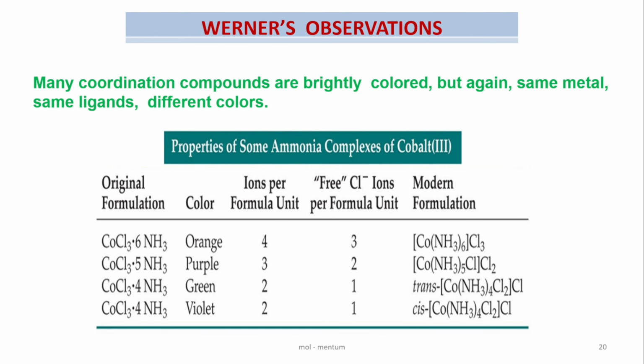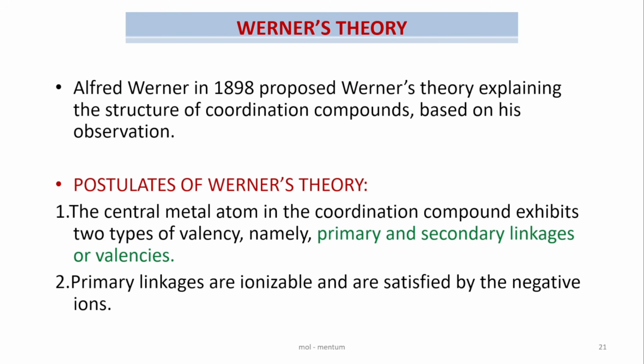Based on his observations, he proposed several postulates. So Alfred Werner in 1898 proposed a theory for the coordination compounds based on his observation. The first postulate is: the central atom is having two types of valencies.